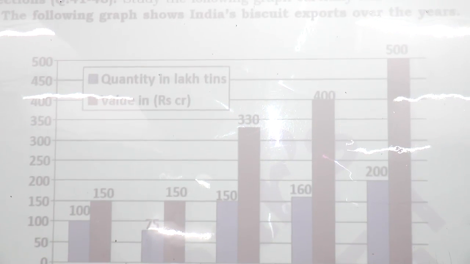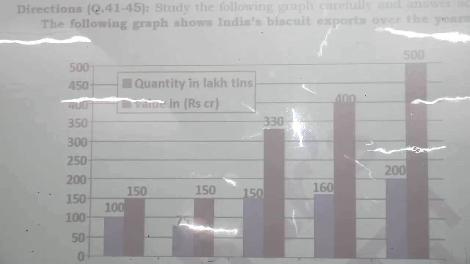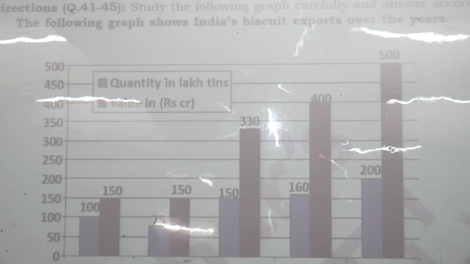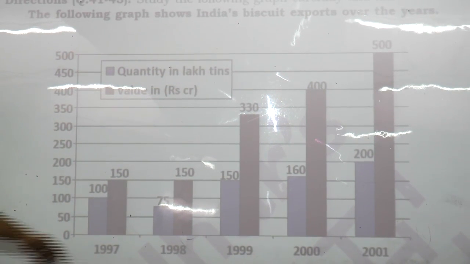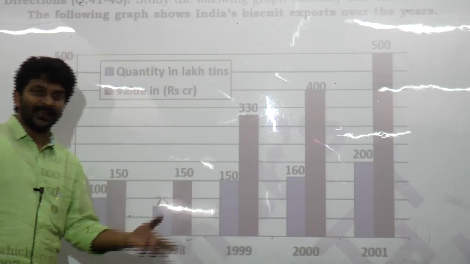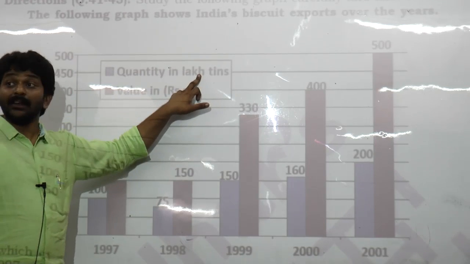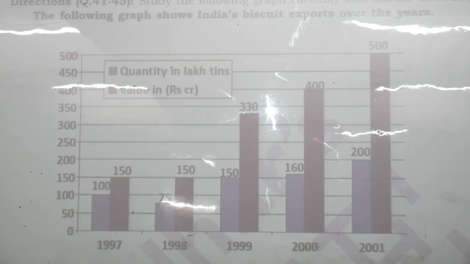Next, 42. What was the difference between the number of tins of biscuit exports in 1999 and 2000? In 99 exports, total quantity 150, and in 2000 160. Difference 10. What? 10 lakhs. 43. 10 lakhs should be a 7-digit number.